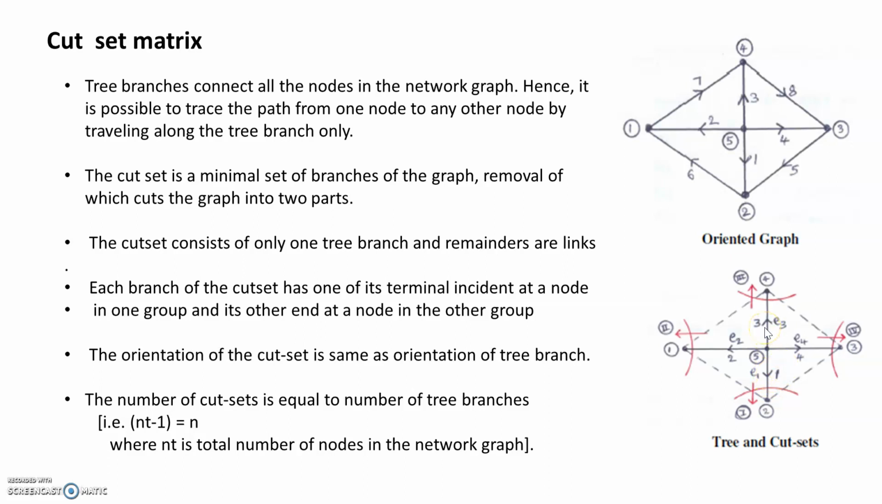But you may be wondering why node 5 is left over. That is why it is written that the number of cut sets is equal to the total number of nodes minus 1. So at node 5, you find all the branches are 3 branches. There are no links here. So one cut set should have only one tree branch, and the remaining should all be links.